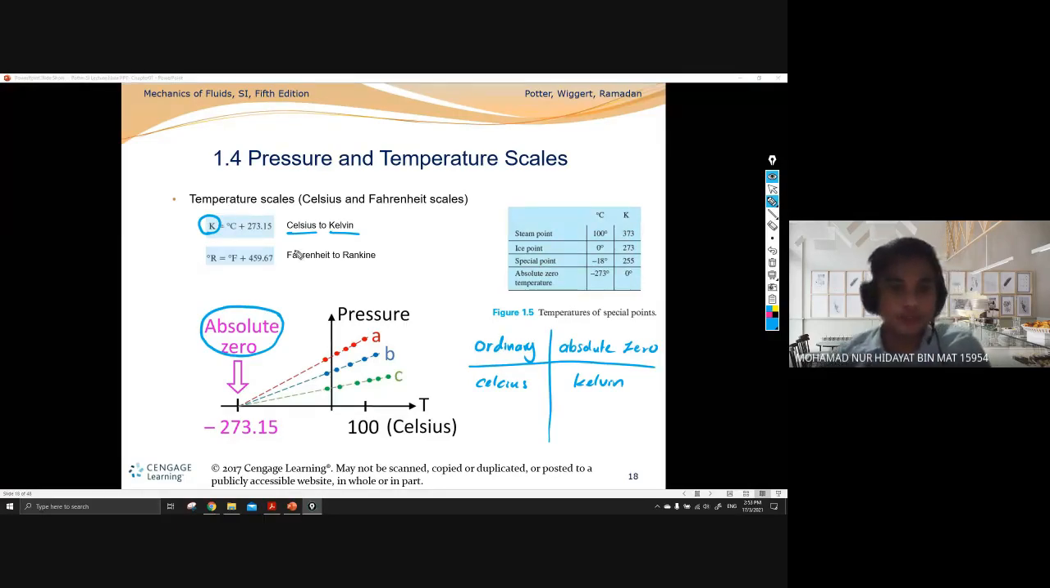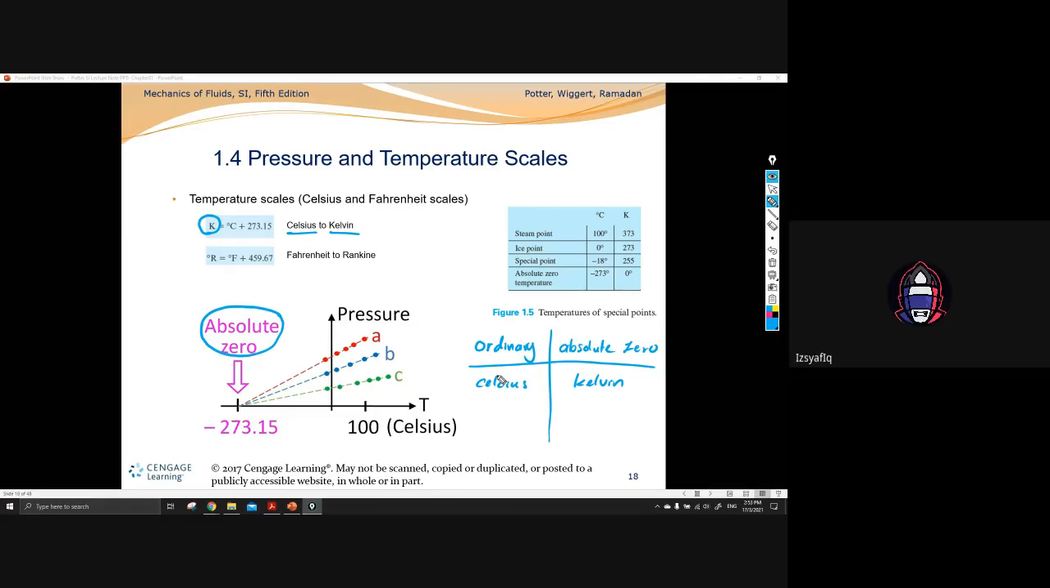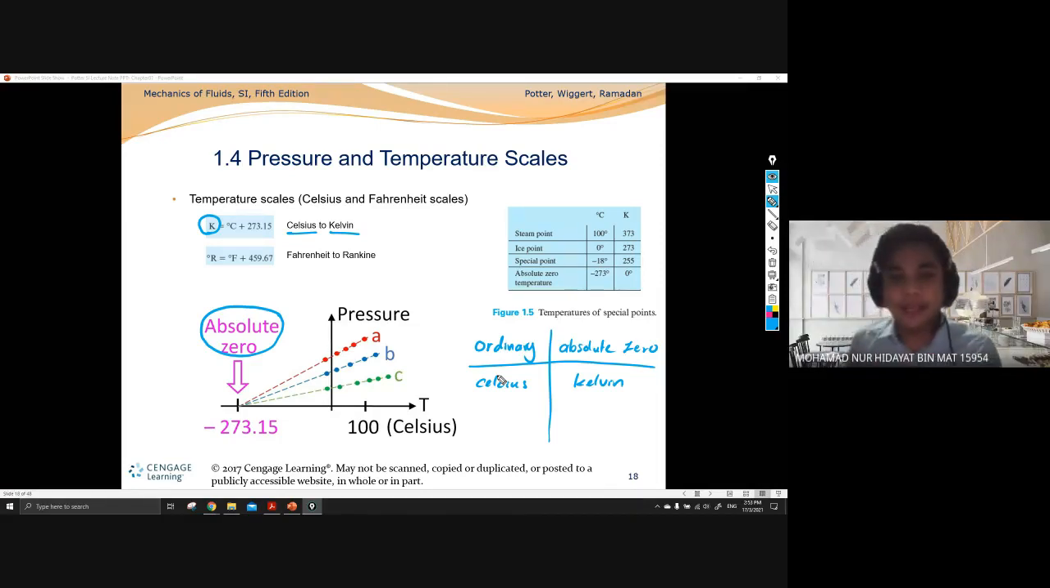For Celsius, for example, when you measure your body temperature, 36.5 Celsius, the Celsius that you measure is the ordinary temperature, not compared to any kind of reference. When you give the value in Kelvin, that means you measure your body temperature compared to absolute zero. Now you understand what Kelvin and Celsius are. Celsius just measures the ordinary one without comparing anything, just the value. I give you the value 35.6 Celsius, that's it.